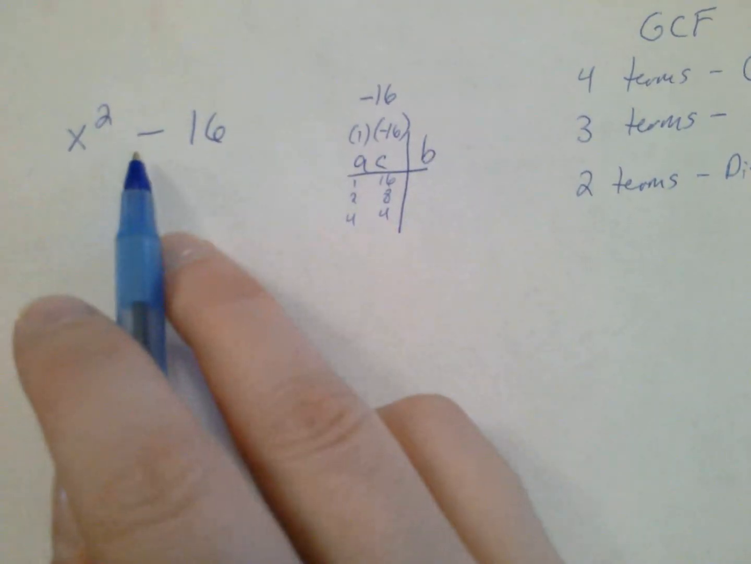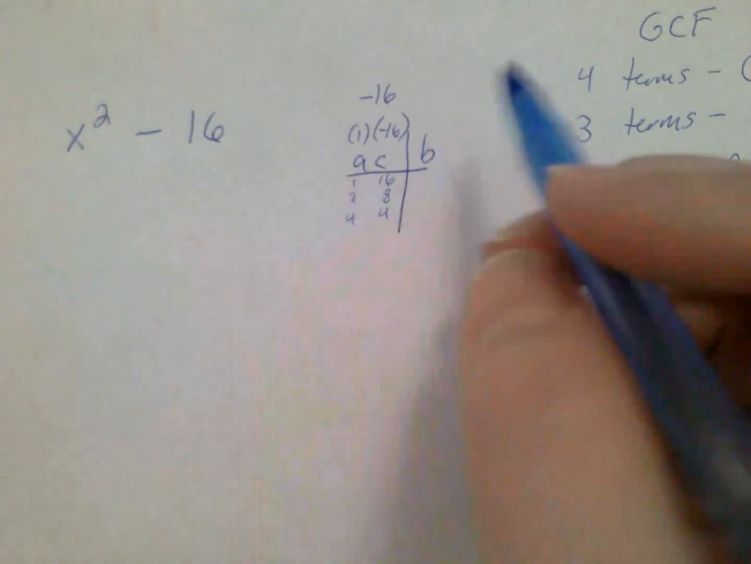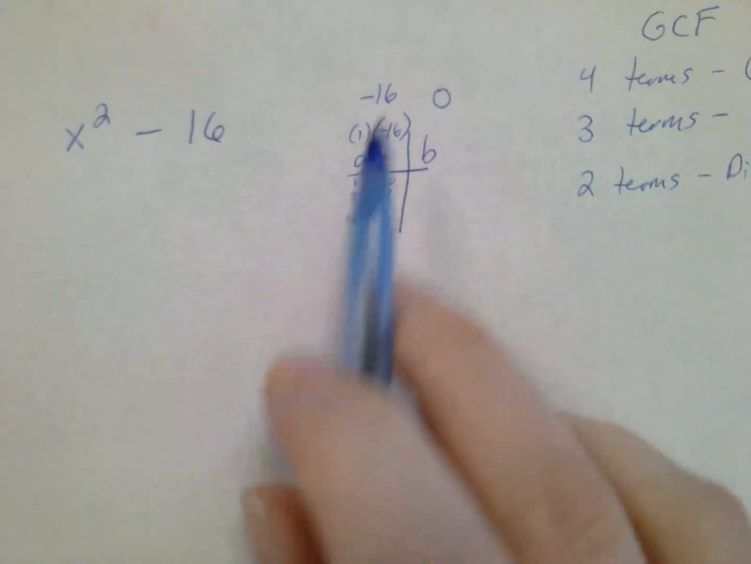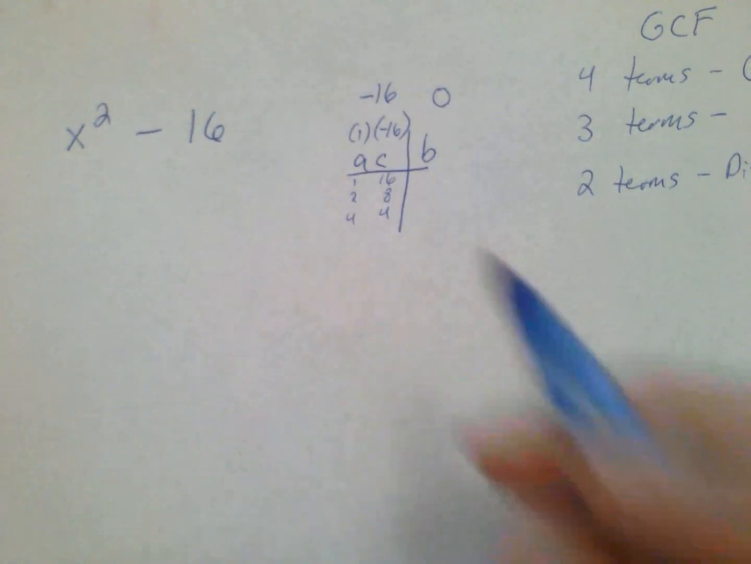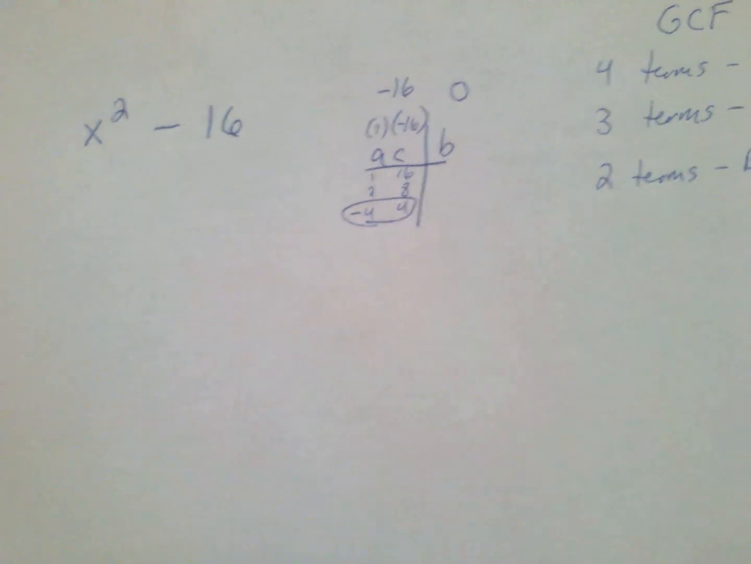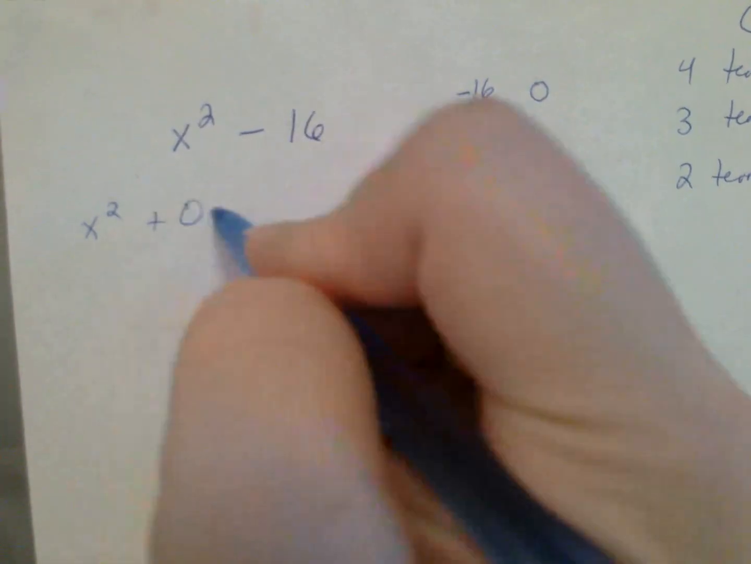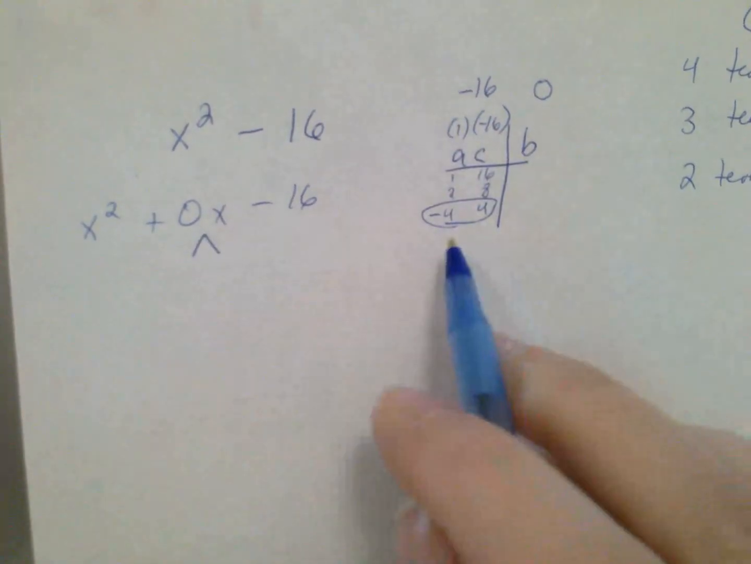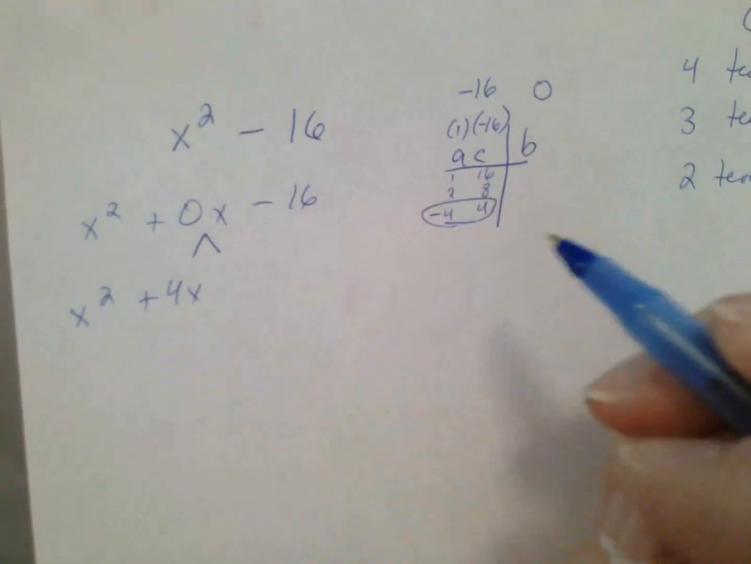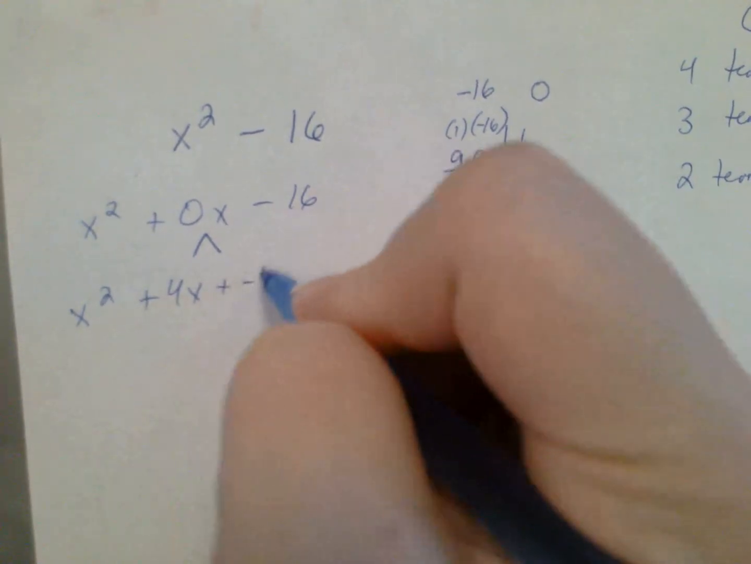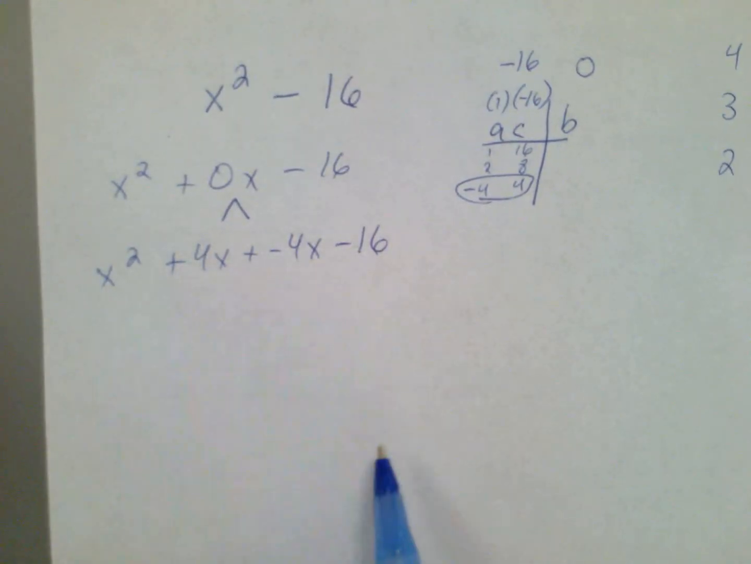What's B? Well, there is no middle term. There is no B. So it would be like 0x. Well, if we put a negative attached to one of these, which one of these would add up to 0? Well, it would be the negative 4 and 4. So you could rewrite this as x squared, and then instead of 0x minus 16, we could split that 0x into a negative 4x and positive 4x. So x squared plus 4x, or negative 4x, either way. It'll work either way, whether you put the negative first or the positive first.